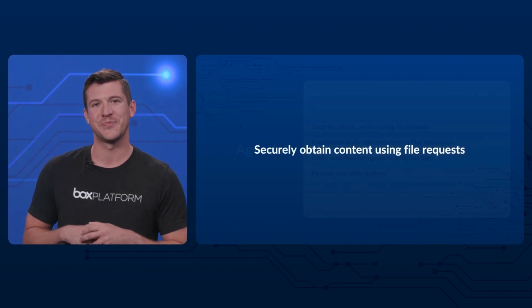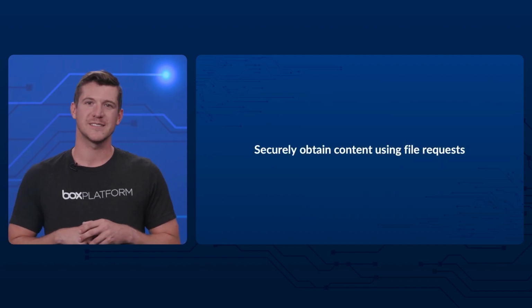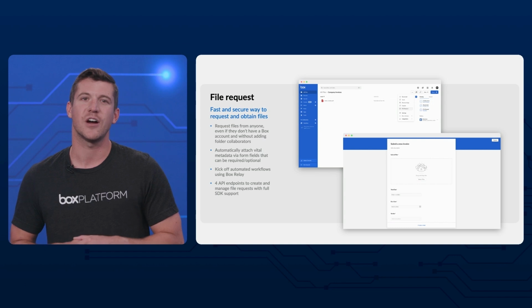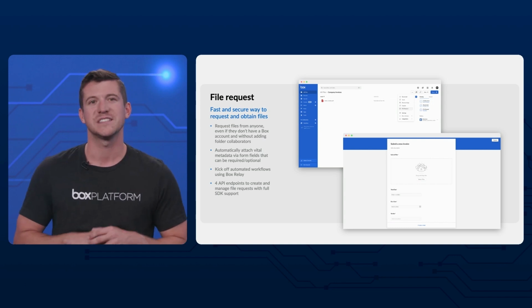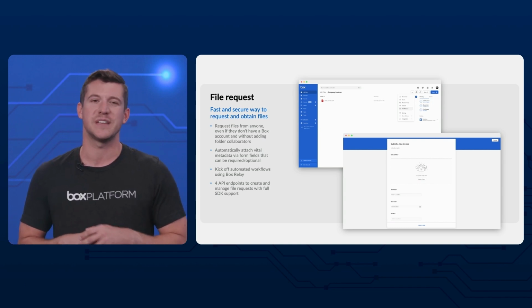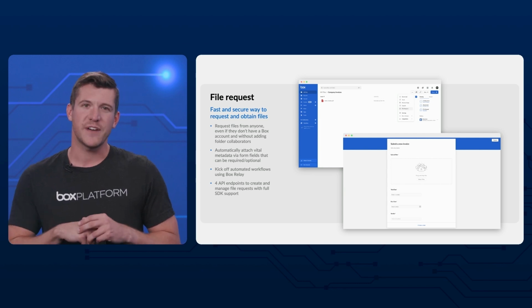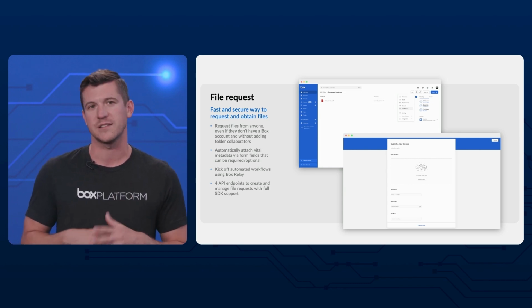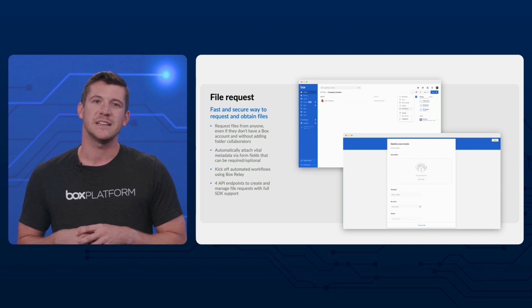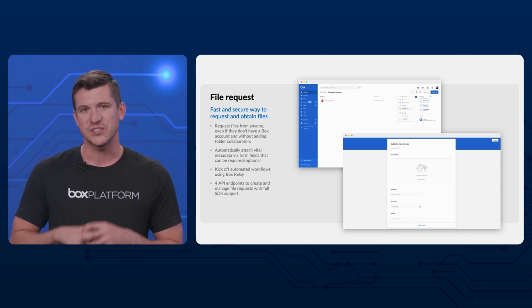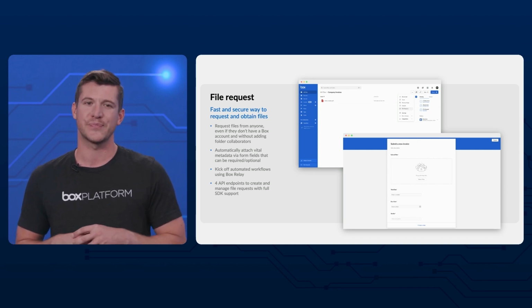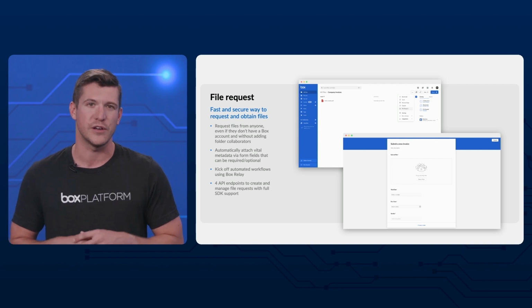Let's jump in. Starting with file requests. File requests are one of my favorite features of Box. It's a fast and secure way to request and obtain files. You can request files from anyone, even if they don't have a Box account. You can automatically attach metadata and use that for searching in the main Box web app. You can also kick off Relay workflows.